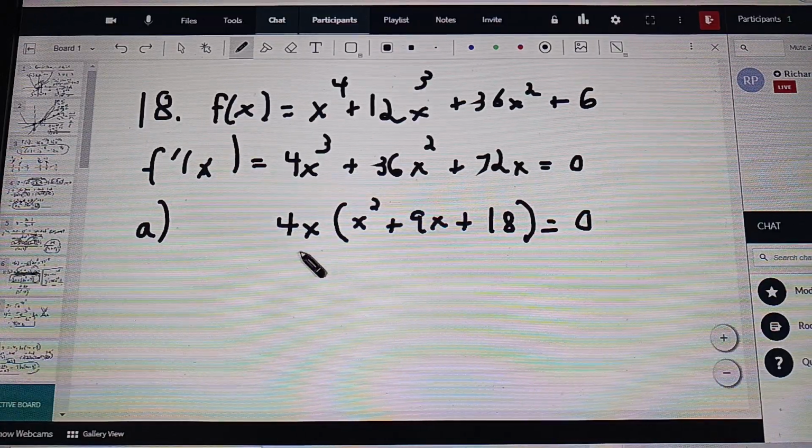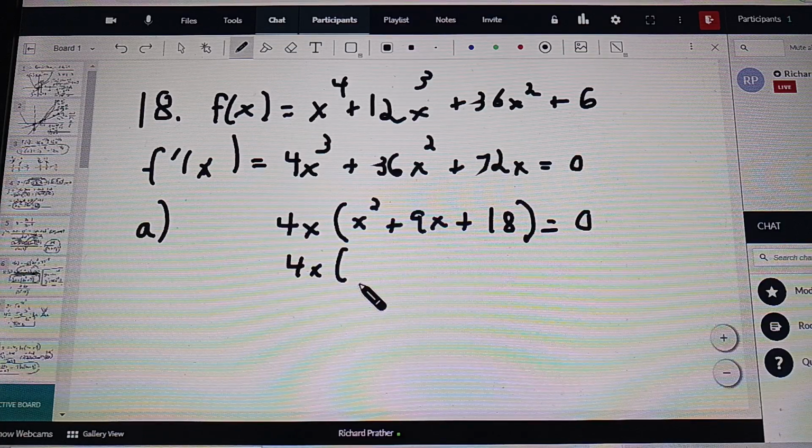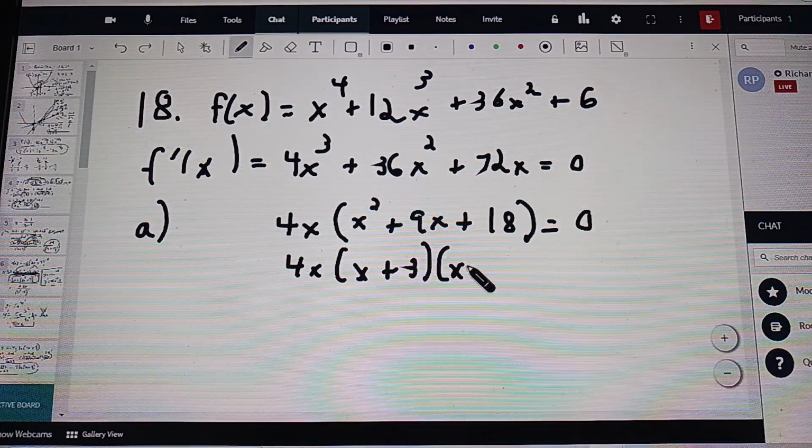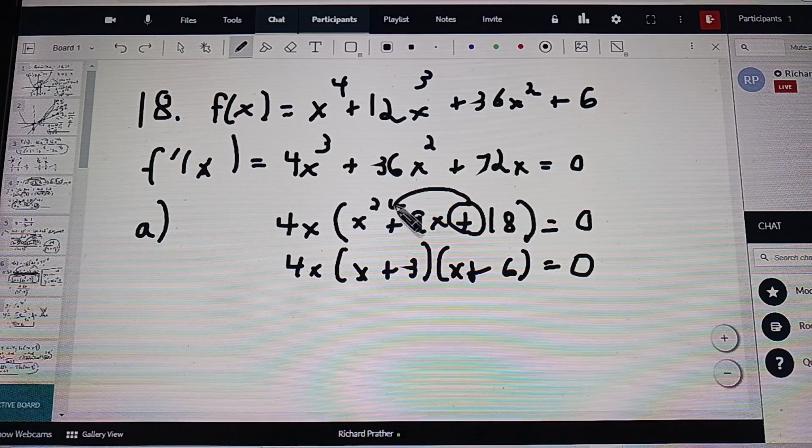And then the x squared part might factor again. Are there two numbers that multiply to 18 and add up to 9? Yes, 3 and 6. And definitely both positive. When this is positive in the back, then you're trying to add to the middle. Multiply to 18, add up to 9.